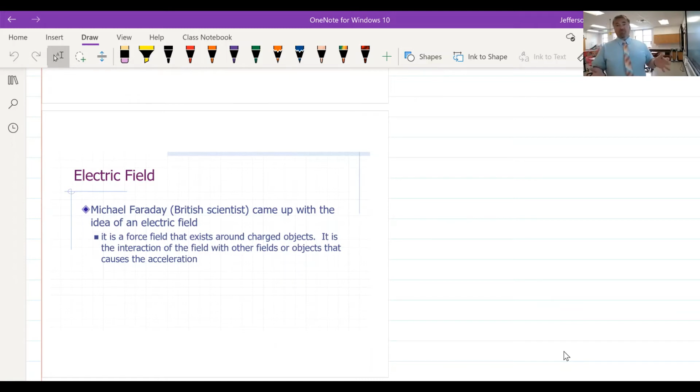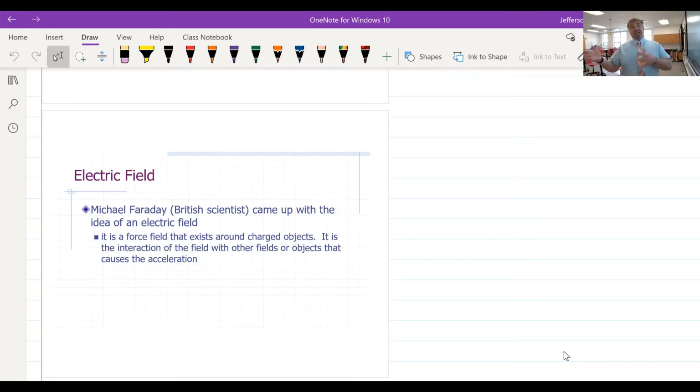In the end of chapter 17, we're going to be taking a look at the fact that electricity, much like gravity, is a field force. And we're going to make some comparisons between the two. Now, it was Michael Faraday, a British scientist, that came up with the idea of this electric field. Kind of like how we know that gravity is a field force because there is no contact required in order to exert that force. The same thing is true for electric charges.